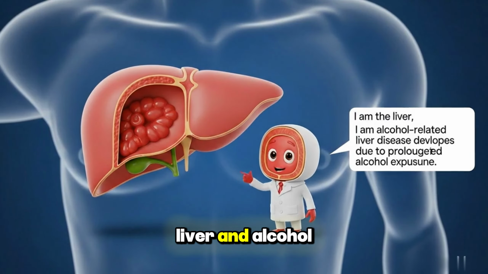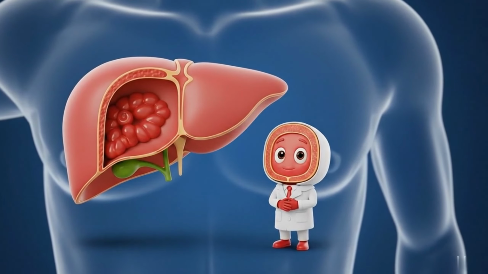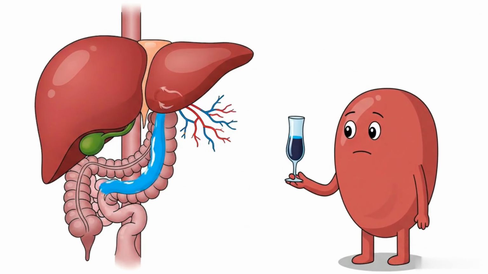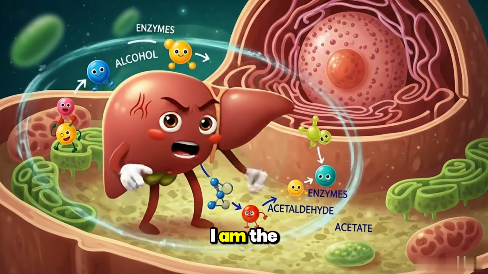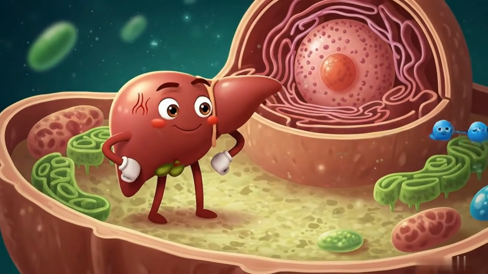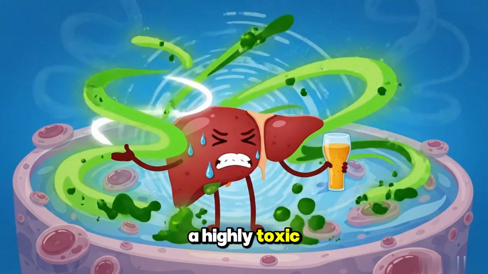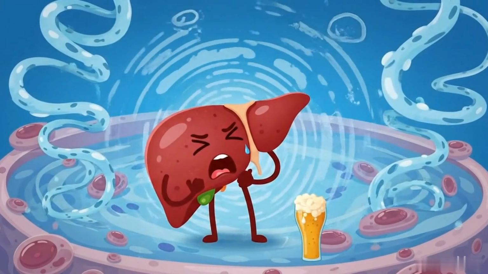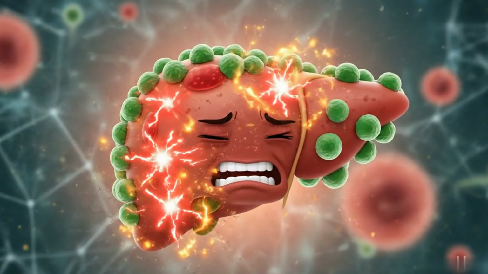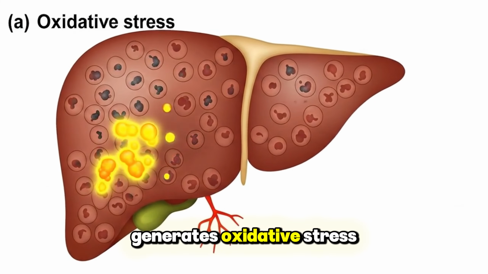I am the liver, and alcohol-related liver disease develops due to prolonged alcohol exposure. Alcohol is absorbed from the gut and delivered directly to me. I am the main organ responsible for alcohol metabolism. Alcohol is converted into acetaldehyde, a highly toxic substance. Acetaldehyde damages liver cells and triggers inflammation. Alcohol metabolism also generates oxidative stress.